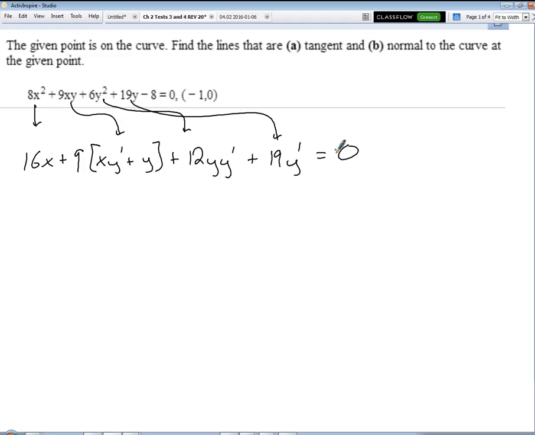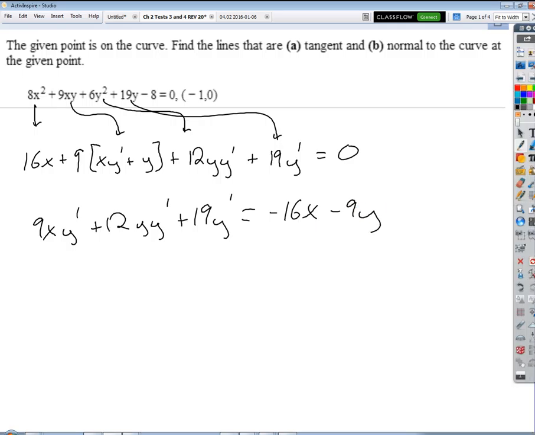Okay, so then we just want to isolate the y prime, so we'll push all 3 of the y prime terms to the left, push the 2 non-y prime terms to the right. Agreed? So what do we get here? 9x y prime plus 12y y prime plus 19y prime equals what? Negative 16x minus 9y.